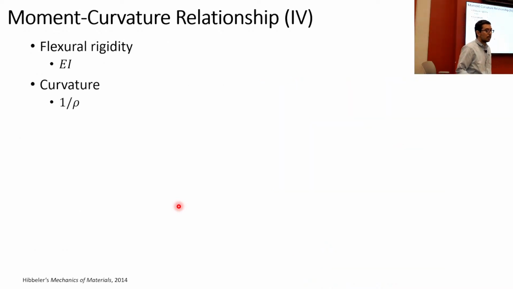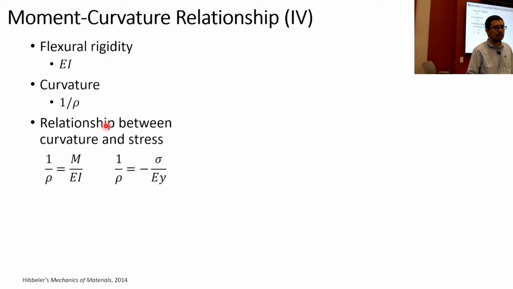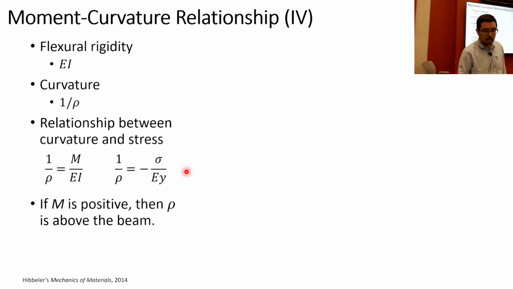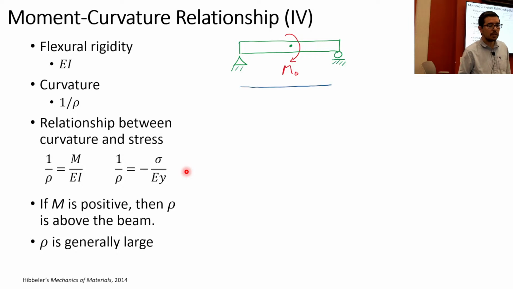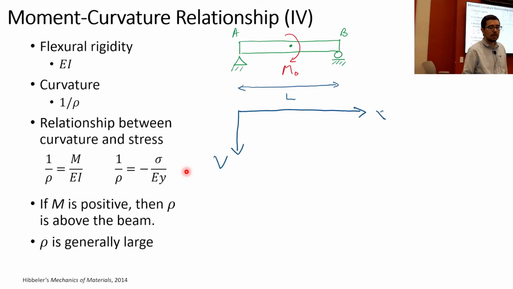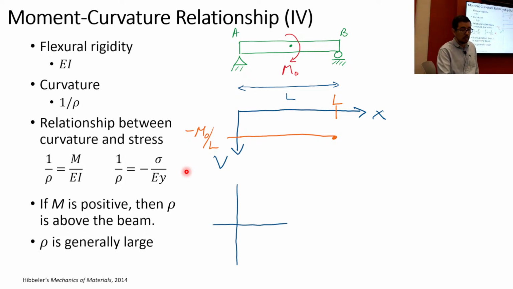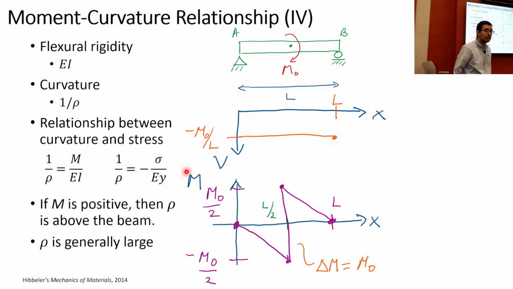So flexural rigidity. I'm glad you asked that question. Thanks for keeping me on my toes. So curvature is 1 over rho. This is where the kappa came in when you're doing your calculus. And we have these relationships between curvature and stress. If M is positive, then rho is above the beam. Rho is generally large. We already knew this. So now we have the ability to start thinking about what is going to happen to the curvature.